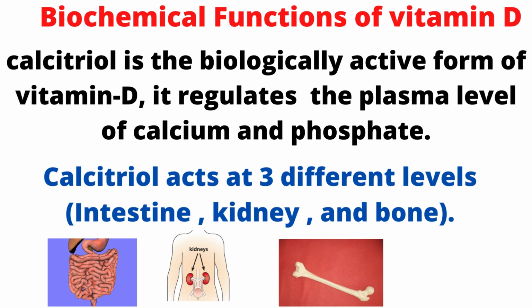Biochemical functions of vitamin D. Calcitriol is the biologically active form of vitamin D. It regulates the plasma level of calcium and phosphate. Calcitriol mainly acts at three different levels: intestine, kidney, and bone. Calcitriol is basically the active form of vitamin D, which is mainly formed in the kidney, right? So it has three actions at three different levels: intestine, kidney, and bone. Now we will discuss it one by one.